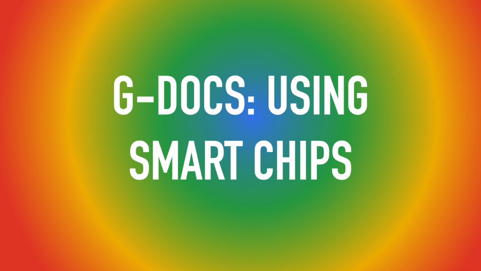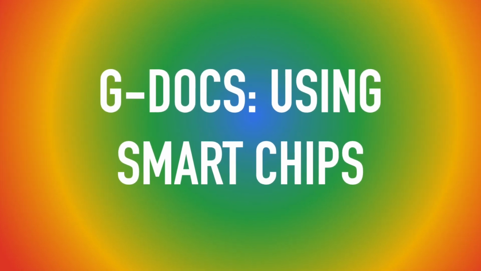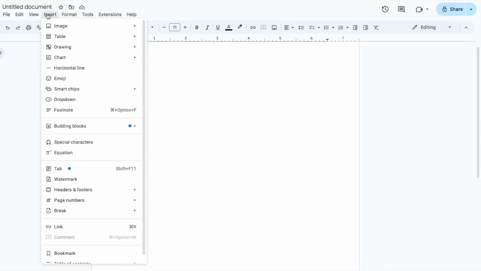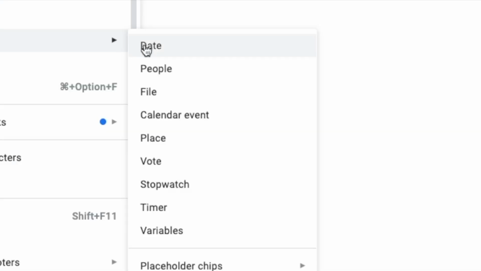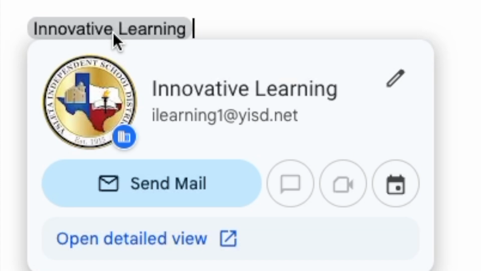Let's use Smart Chips in Google Docs. They're awesome. So I'm going to go up to Insert, go down to Smart Chips. Now notice we got quite a few of them in here, but I'm going to start with people. The first person that's going to pull up, of course, is me, Innovative Learning. So I can start searching for anybody else in the district that I want, but I'm going to leave it as Innovative Learning. Now when I hover, whoa, look at that.